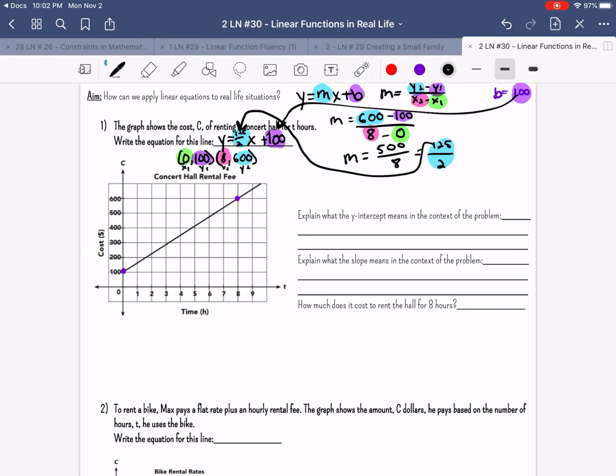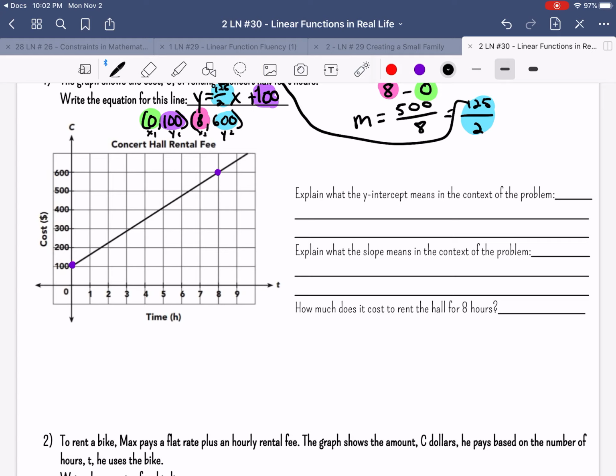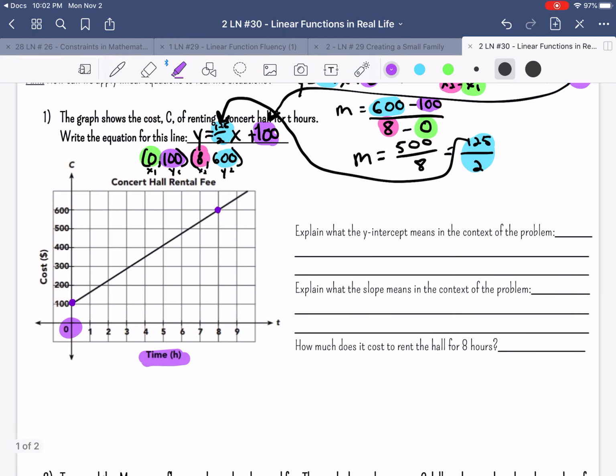Now we have some questions to really get you thinking about what this all means and why we care. So explain what the y-intercept means in the context of the problem. So let's see, on x it's 0, which is time in hours. So they're measuring the time in hours. So 0 hours costs $100. So that would be what we call a flat rate. Like no matter how much time you rent the hall for, you have to pay $100.